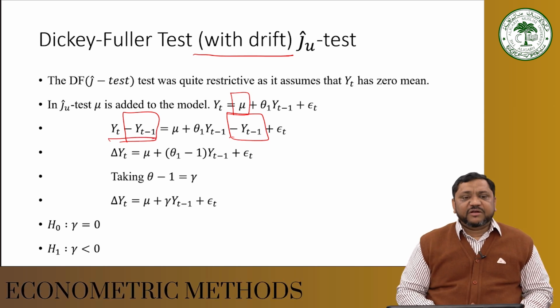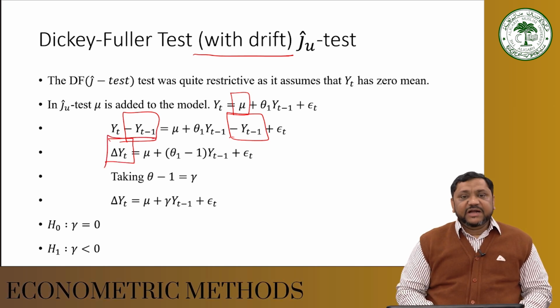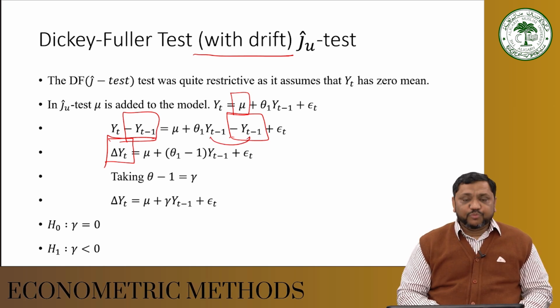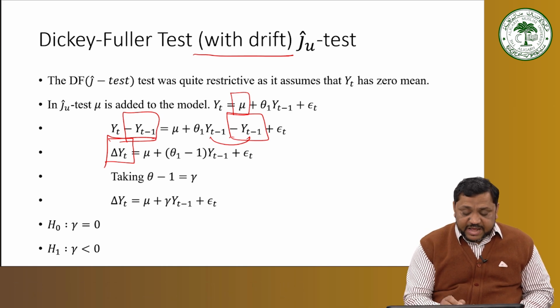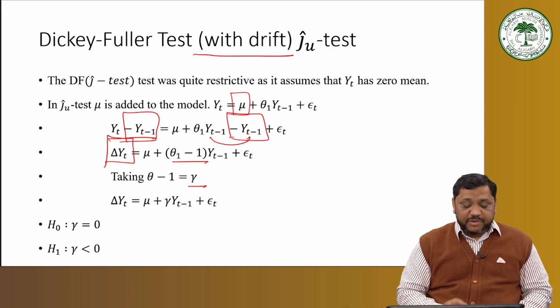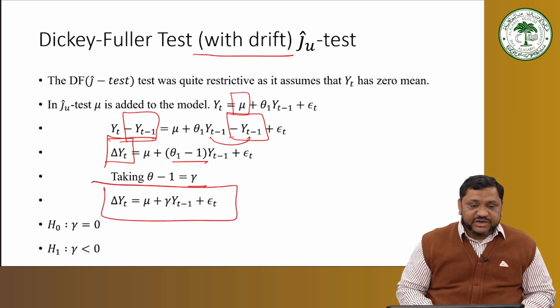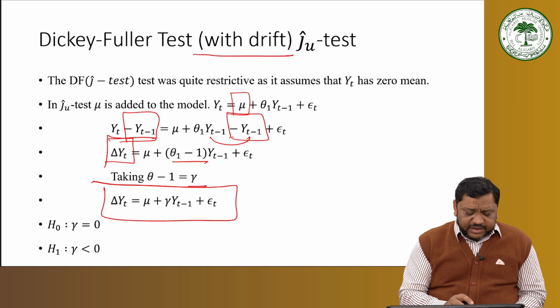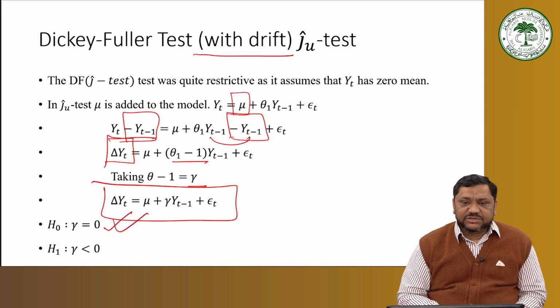So delta yt is equal to, now we take yt minus 1 common over here, mu plus theta minus 1 bracket closed yt minus 1 plus epsilon t. Again theta minus 1 is nothing but your gamma. So we can write the final equation as delta yt is equal to mu plus gamma yt minus 1 plus epsilon t. Now herein again your null hypothesis, gamma is equal to 0, alternate hypothesis, gamma is less than 0.